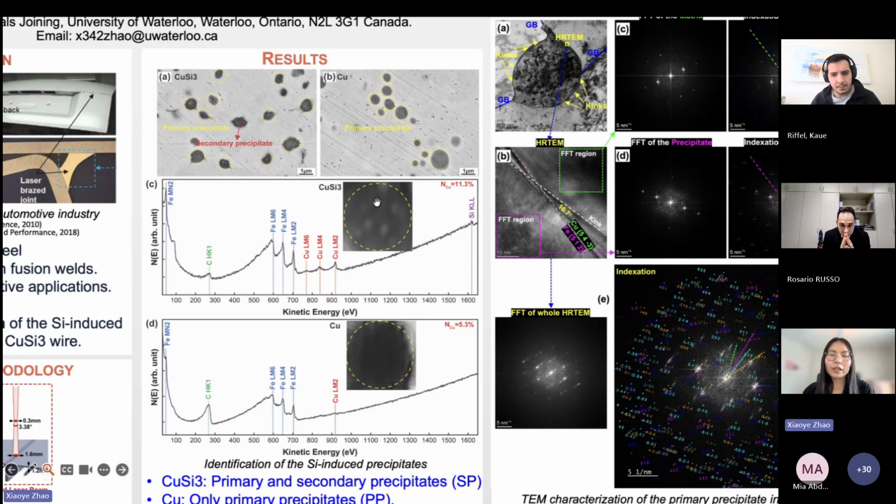And then I take the EDS analysis. It shows we have copper and silicon in the primary precipitates in the copper silicon 3 braze. But for the other one in the copper braze, we see a trace amount of copper, almost no silicon inside that one. So that gives us an idea that the secondary precipitate is a kind of copper silicon intermetallic.